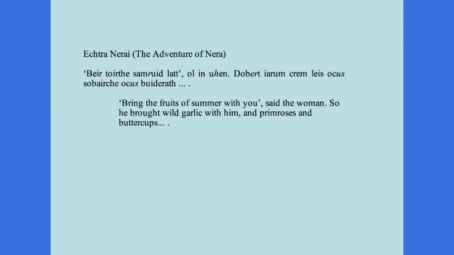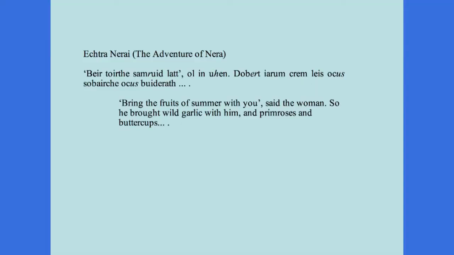The woman in the other world told him to bring the fruits of summer to the outer world outside, so he could tell them he had been in the other world. "Bring the fruits of summer with you," said the woman. So he brought wild garlic with him, and primroses and buttercups.